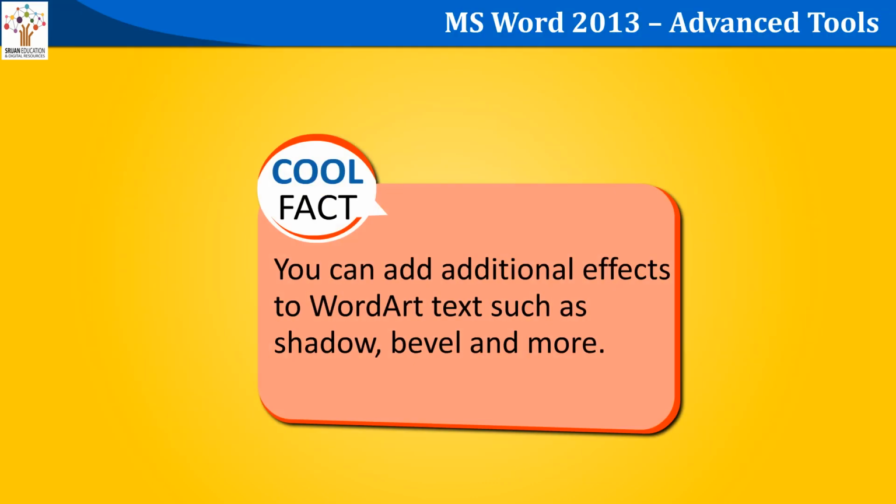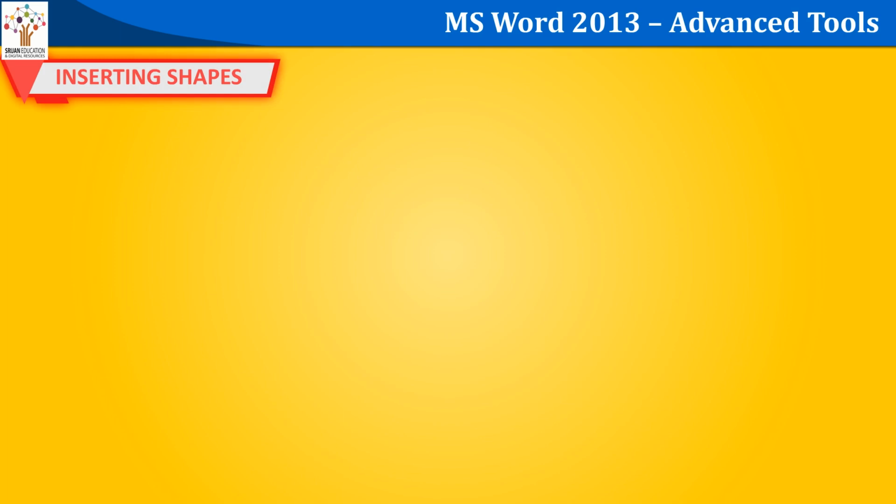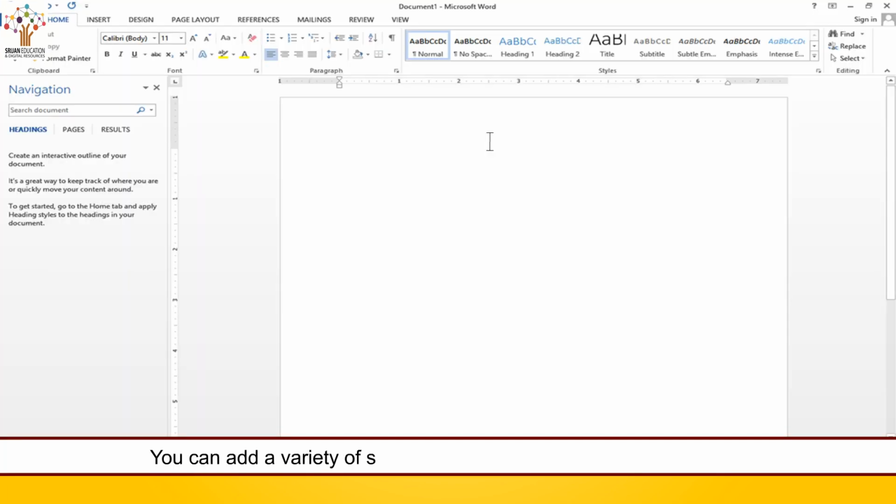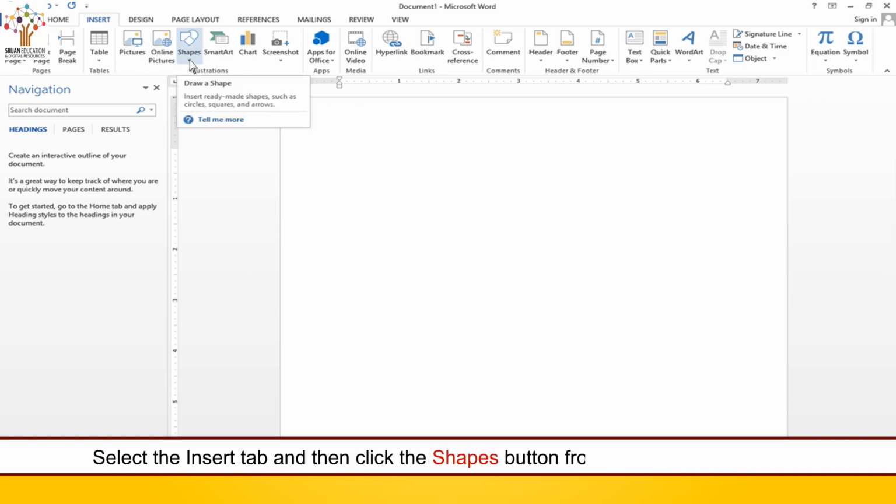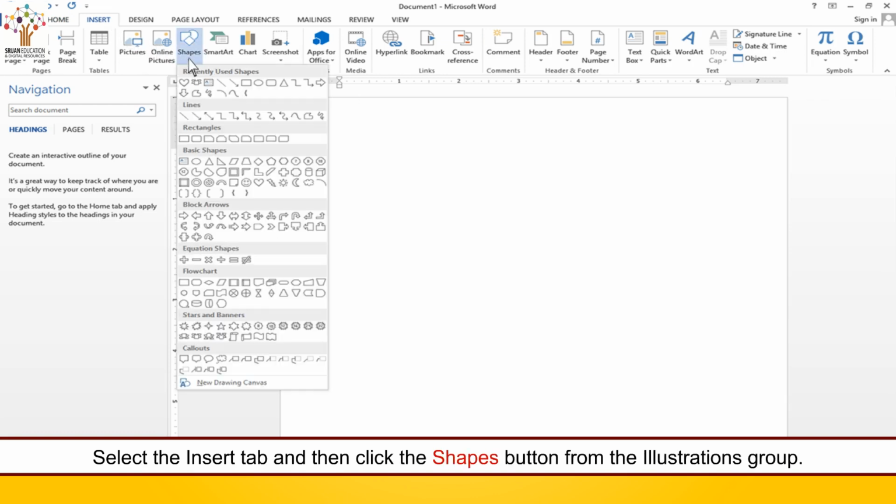Cool fact: You can add additional effects to word art text such as shadow, bevel, and more. Inserting shapes. You can add a variety of shapes to your document, including arrows, callouts, squares, stars, and flowchart shapes. To insert a shape, follow these steps. Select the Insert tab and then click the Shapes button from the Illustrations group.